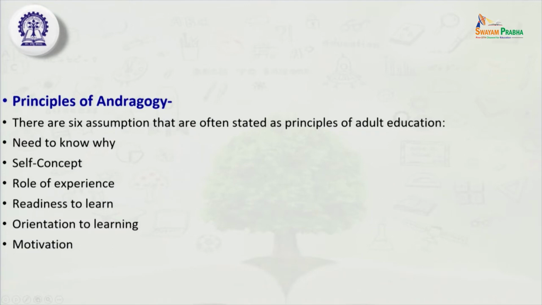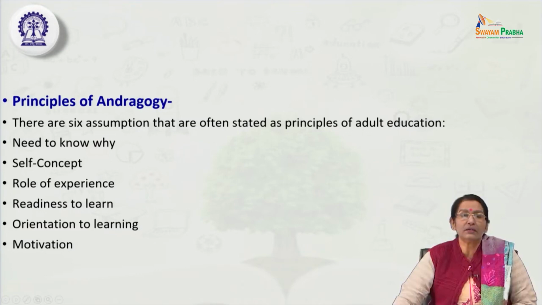Then orientation to learning. What is his orientation towards learning, what is his background, what is his entry behavior, like the current knowledge, and again what is his motivation. Motivation is whether he is only extrinsically motivated because he has to complete it for some degree or qualification, or whether he is inherently, intrinsically motivated to learn something.